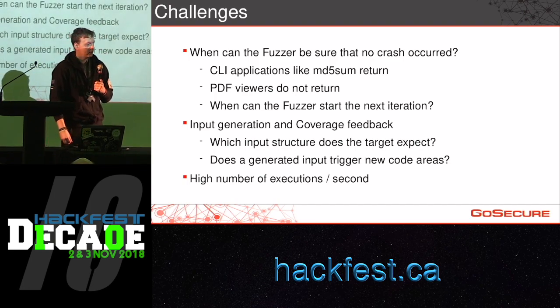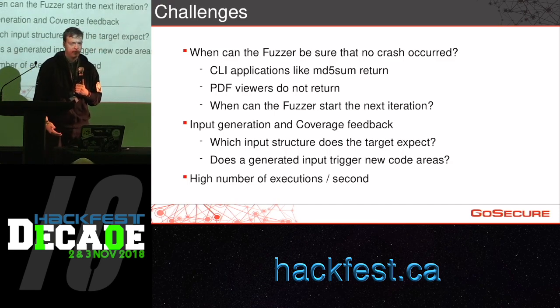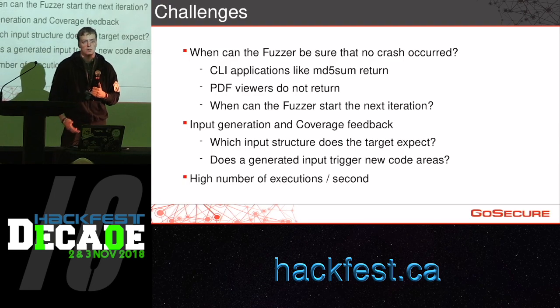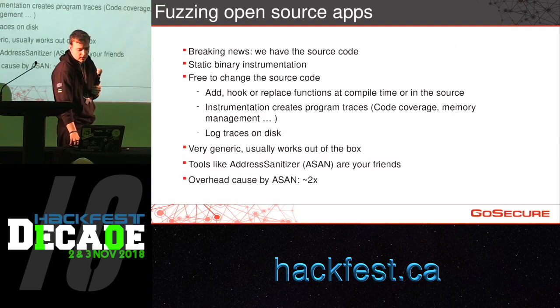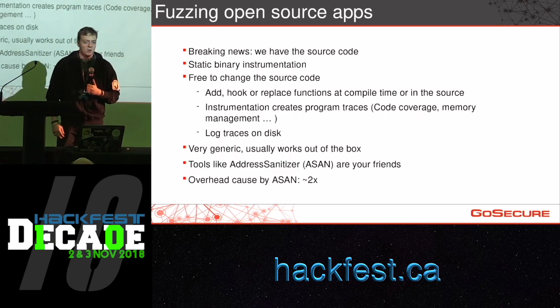And obviously, last but not least, we want to have a high number of executions per second, which is obvious because the more executions we have, the more tests we can do in a given time frame. I guess that's obvious. So how do we do this for open source applications?